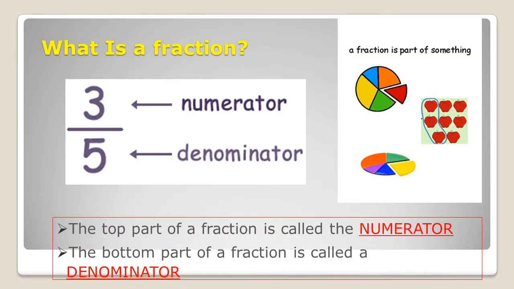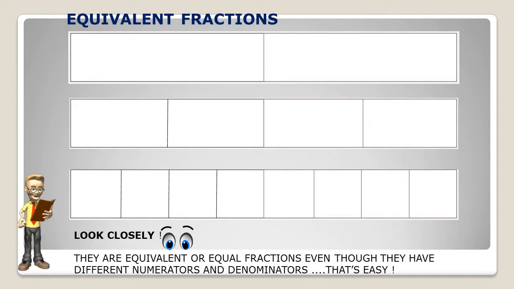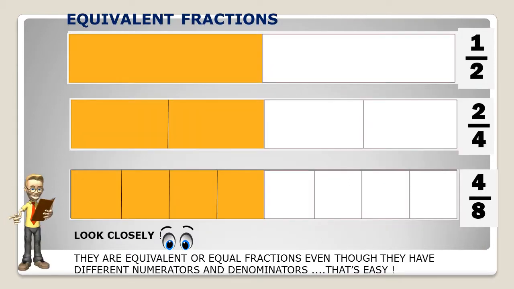A fraction, as we know from our previous work, is a part of something or a part of a whole. The top number we call a numerator and the bottom number we call a denominator. Let's look at equivalent fractions. Another word for equivalent fractions is equal to.